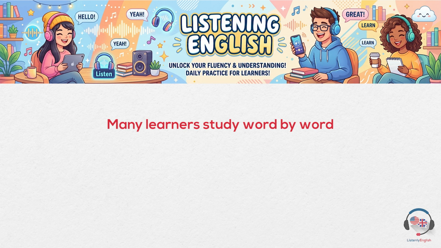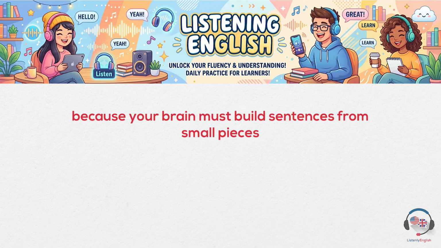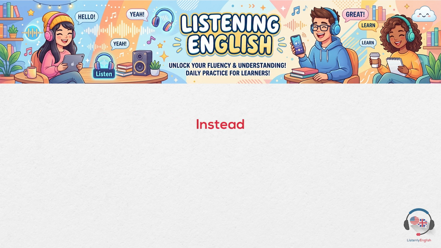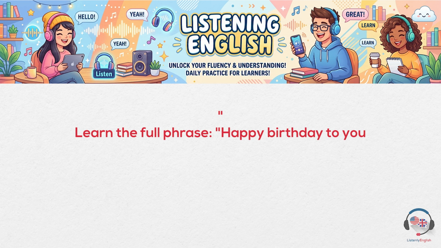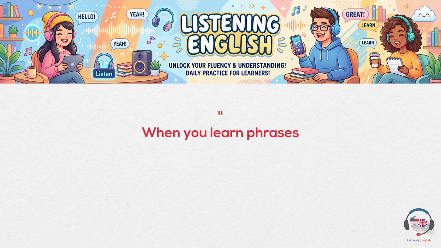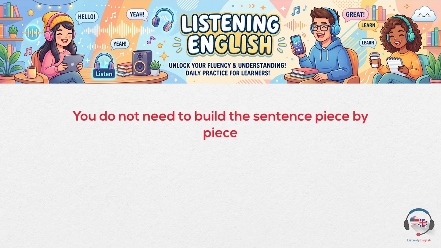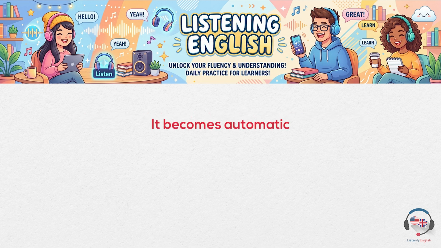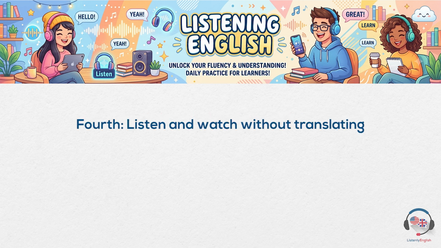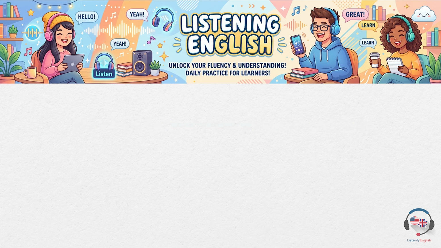Third, learn phrases, not only single words. Many learners study word by word. This is slow, because your brain must build sentences from small pieces. Instead, learn full phrases. For example, do not just learn the word birthday. Learn the full phrase, "Happy birthday to you." When you learn phrases, your brain remembers the sound and the meaning together. You do not need to build the sentence piece by piece. It becomes automatic.